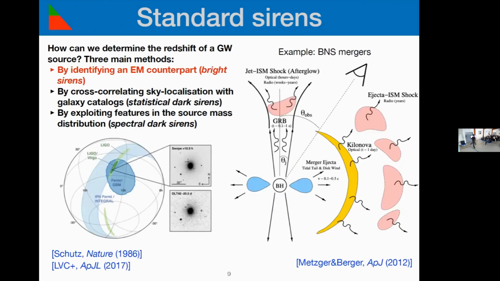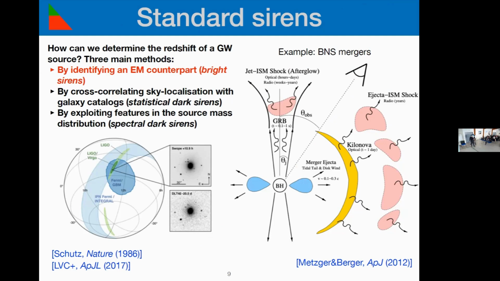The first standard siren that we have is the best one and still dominates our measurement of cosmology: of course, GW170817. As you can see, we only use the counterpart, so the first method. How does it work? This is straightforward. You get a gravitational wave event, and you go and look in the sky localization region. It's very important to have three detectors, as you can see from this plot.